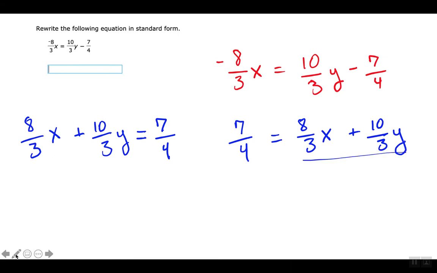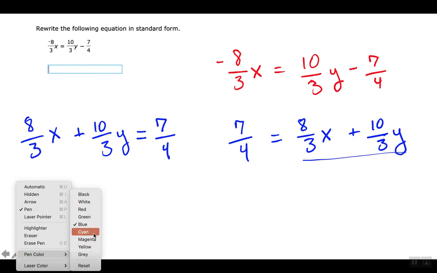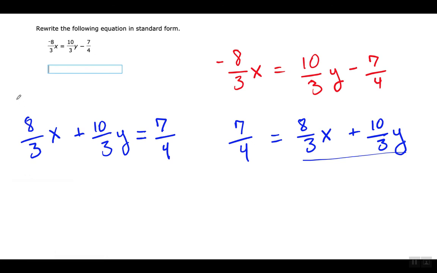Okay, now to get rid of the fraction, look how simple this is. I know most people hate dealing with fractions, right? It could be a headache. So look at this. We've seen this before. The easiest way to get rid of the denominator is to multiply the entire equation by a multiple of 3 and 4.